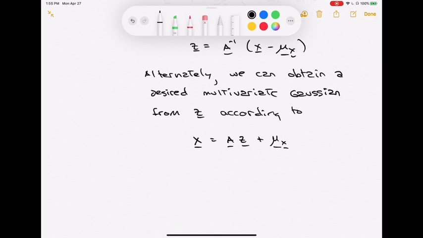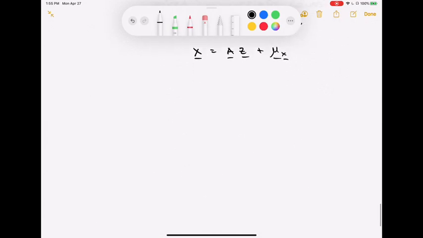So we can go either direction. If you're starting out like in Matlab and you just have standard normals that can be easily generated, but you need something arbitrary, you can easily get those by finding the matrix A using your SVDs and knowing what your mean vector is that you want. Or you could take an arbitrary multivariate Gaussian and convert it to a standard normal, and that facilitates finding things like probabilities.